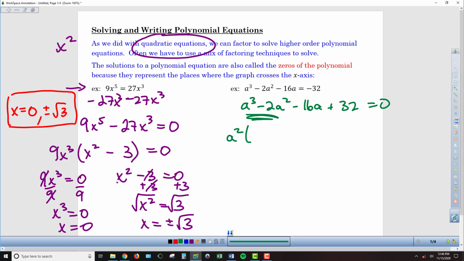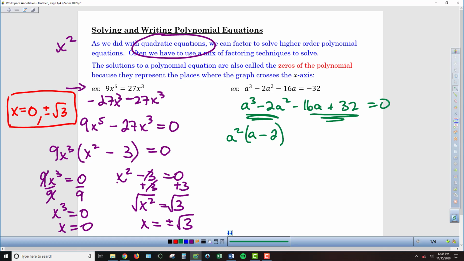So I undistribute an a squared, and so that leaves me with a as the first piece inside the parentheses, minus 2. So a squared multiplying times a gets me back to a to the third. A squared times negative 2 gets me to negative 2a squared. And then for the second half of the problem, I'm going to undistribute.